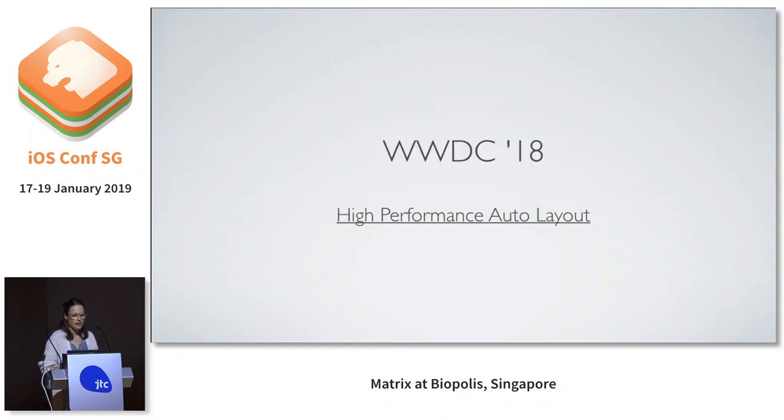So first of all, I wanted to share what my initial inspiration was for putting this talk together. It was a session at WWDC last year that I was lucky enough to attend in person, where the presenters talked about auto layout performance and then shared some about the internals, which got me very excited because I find that the more I understand about how my tools work, the better I can work with them.